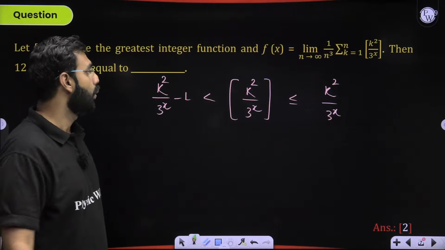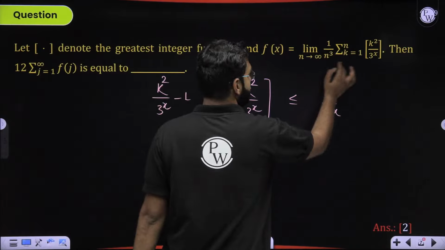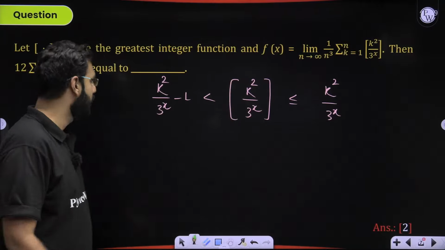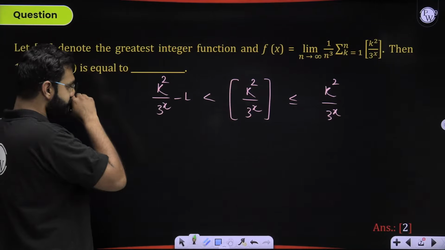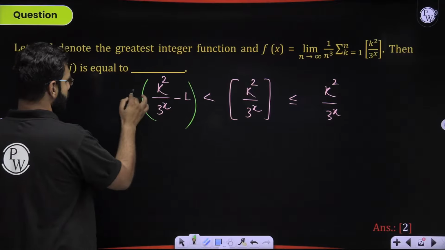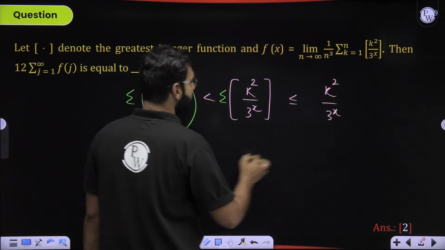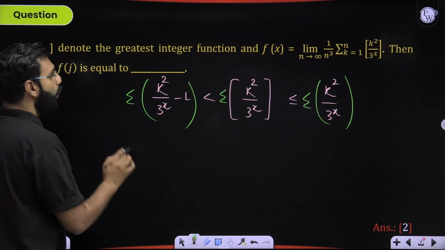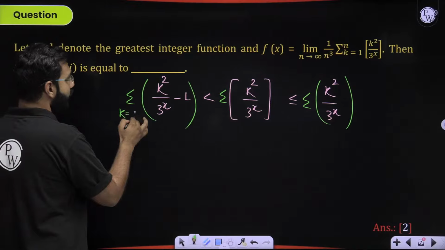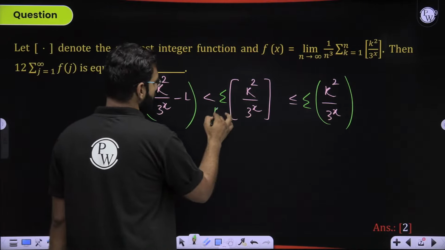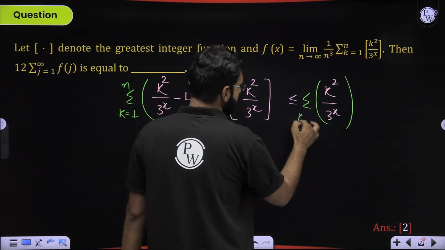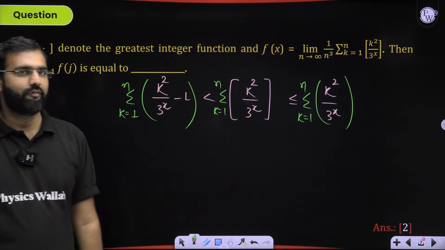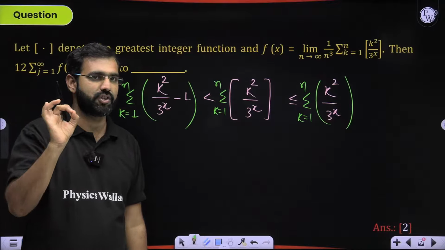Now with this, I try to introduce the summation, because this is greater than this, less than this, so I can introduce summation here and summation here. Now pay attention to this part. Summation where k is ranging from 1 to n. Now that's the only simple part which you can simplify.